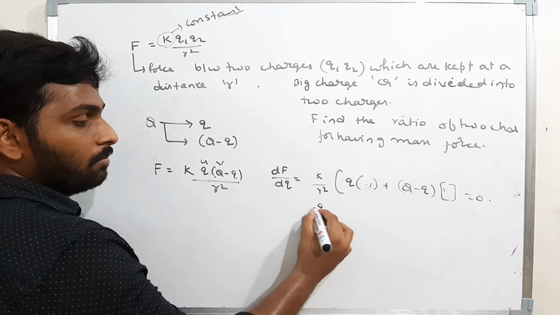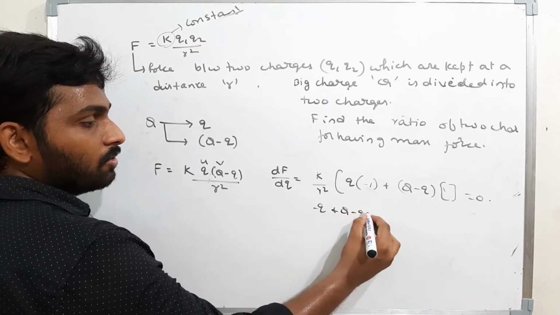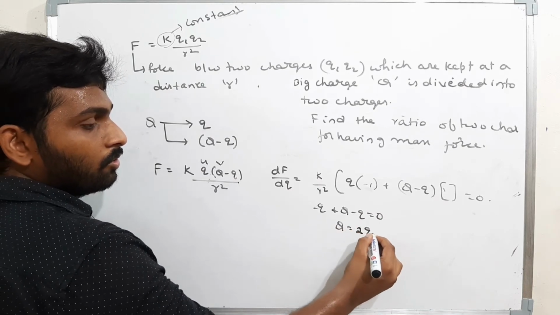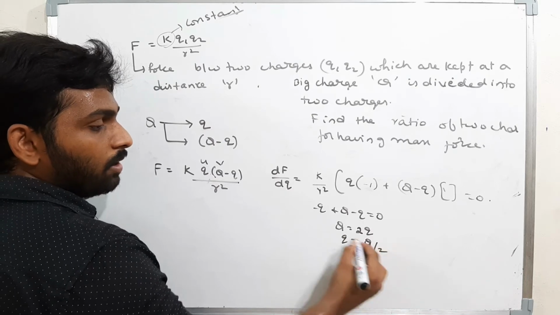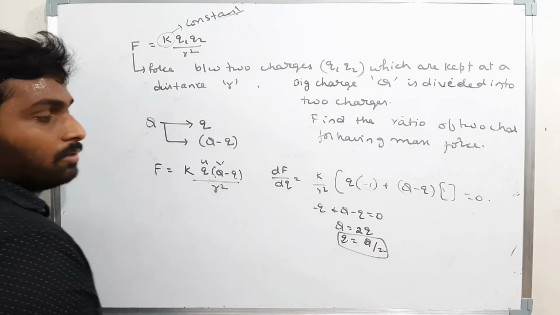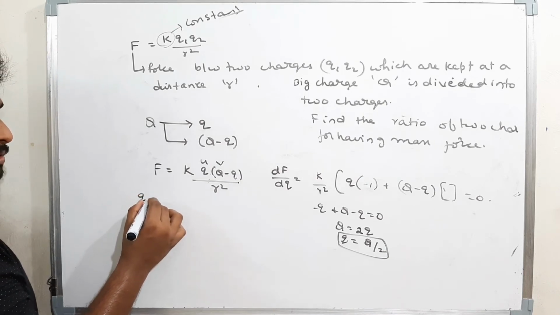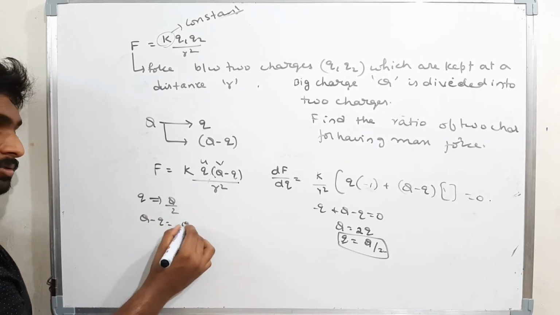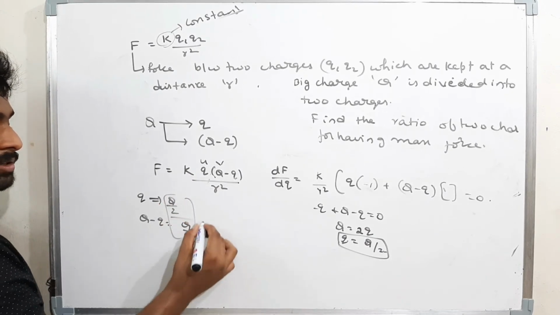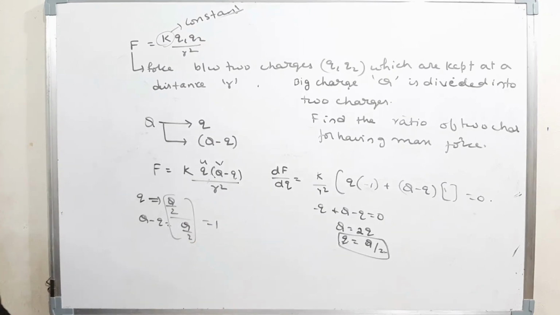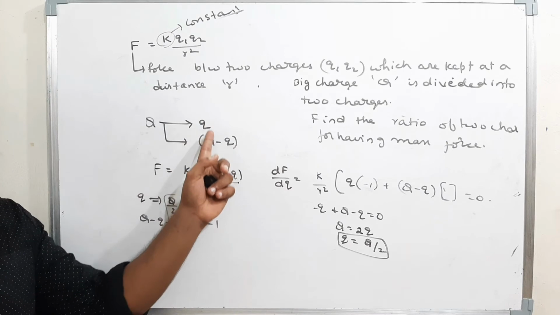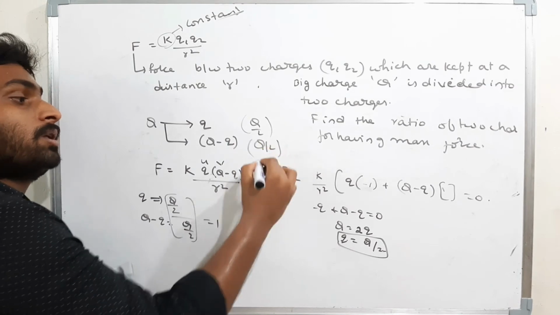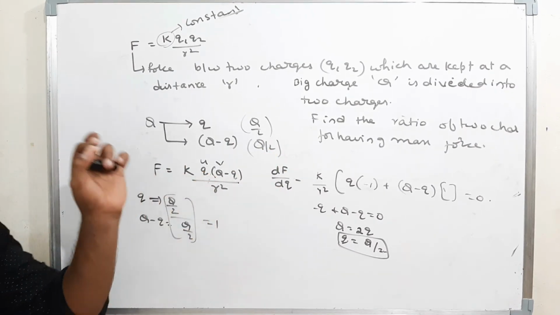Therefore what is the value? Minus q plus Q minus q is equal to 0. Therefore Q is equal to 2q. Therefore small q is equal to capital Q by 2. If q is capital Q by 2, therefore what are the other charges? One charge is q, that is nothing but capital Q by 2. Another charge is Q minus small q, that is nothing but Q by 2. What is the ratio of the charges? The ratio is nothing but 1. That means if I divide this charge into two equal charges, that is Q by 2 and Q by 2, then the force between the two charges will be maximum.